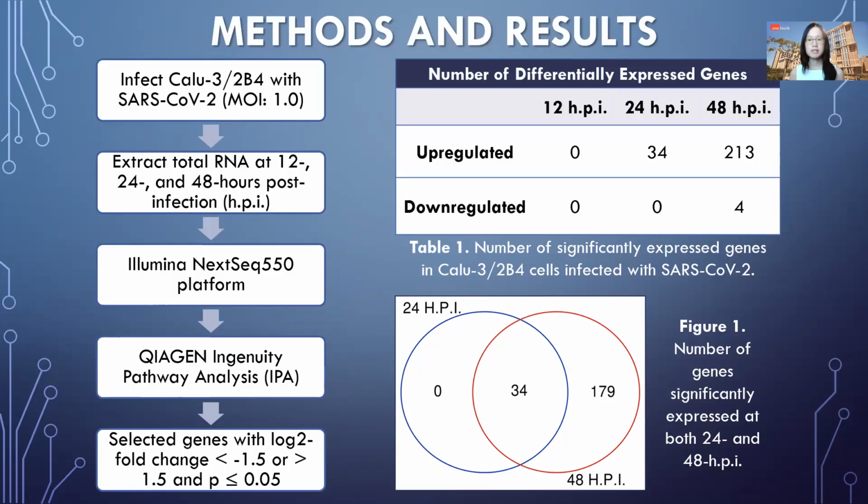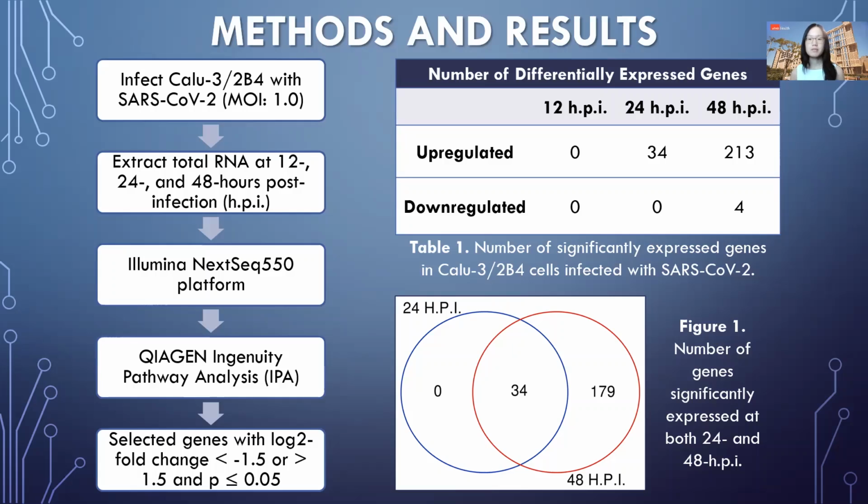And then we performed NGS through the Illumina NextSeq 550 platform with polyA plus mRNA sequencing libraries on a single 400 million read. Following this, we used QIAGEN's Ingenuity Pathway Analysis, or IPA, to analyze gene expression and identify pathways of interest. Genes were included if they had a log2 fold change less than -1.5 or greater than 1.5 and a p-value less than or equal to 0.05.